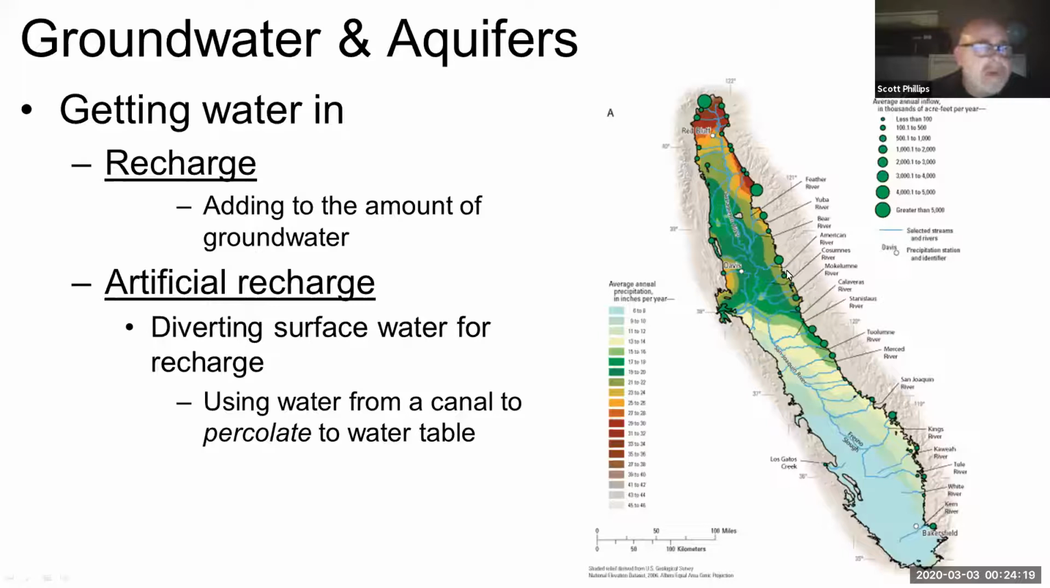One thing to note about natural recharge is that there's much less recharge in the southern part of the Central Valley than there is in the north. The north is much wetter and also has rivers with a larger amount of water in them. The south is a drier area and has smaller rivers. So recharge can vary by where you live depending on how much rain you get and how much water comes in from rivers.